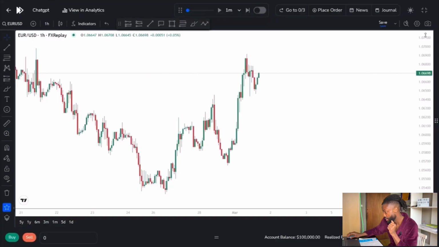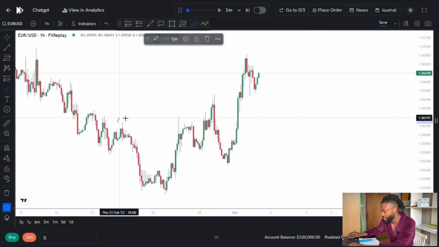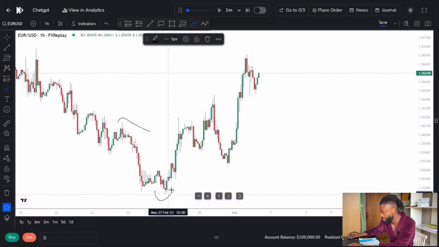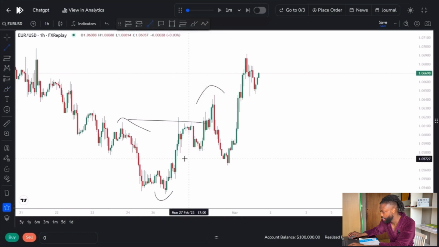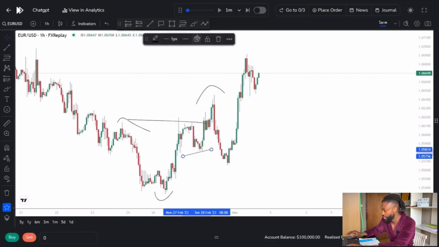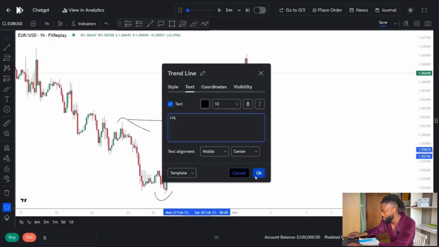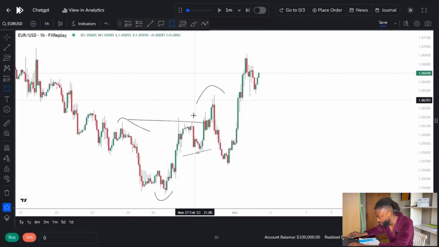Let's backtest it and see how this is. Let's get into the setups that I'm going to be taking. This is a prime example. Now, you see, we have a lower high, lower low, break of structure, higher high. Over here, we have liquidity, right? Liquidity. And these are the types of order blocks I want to be using.